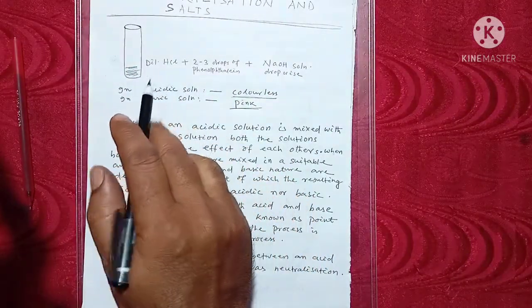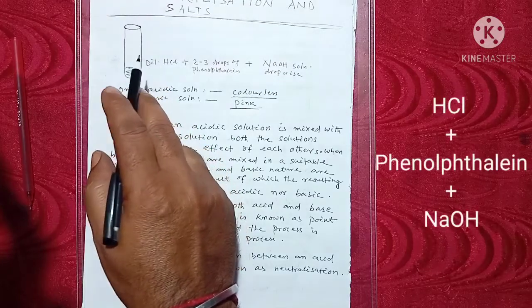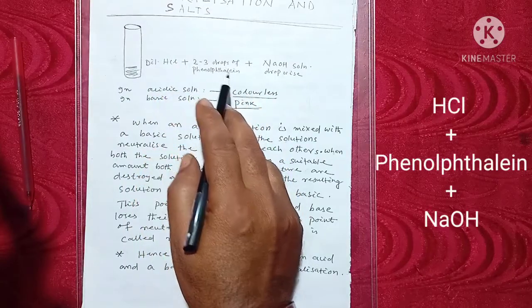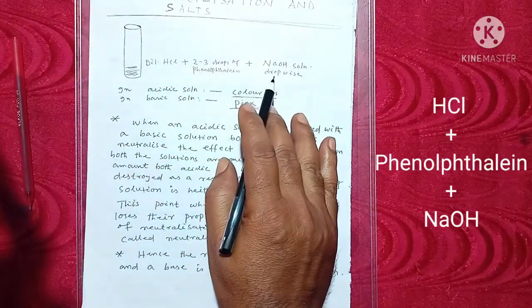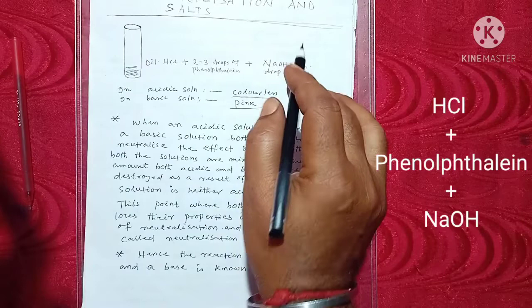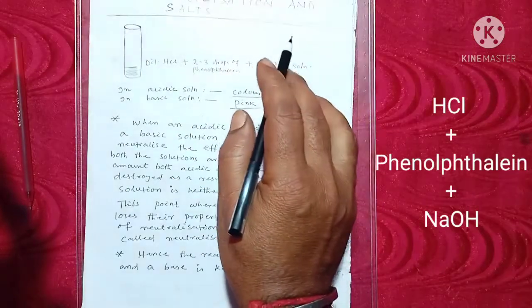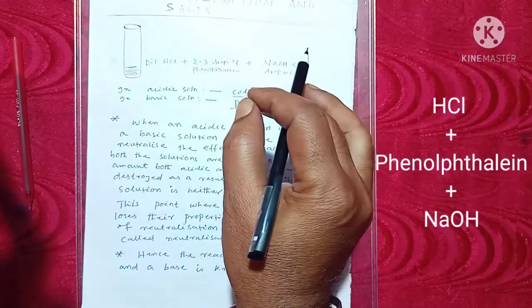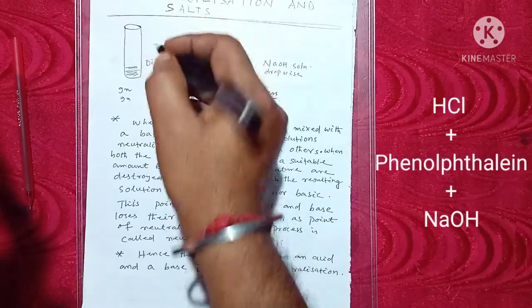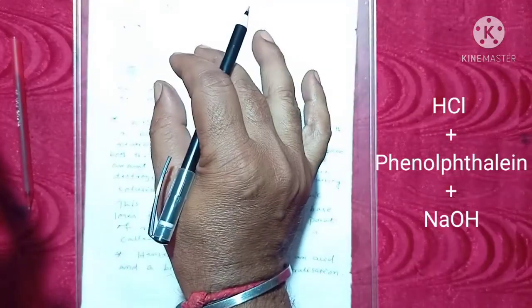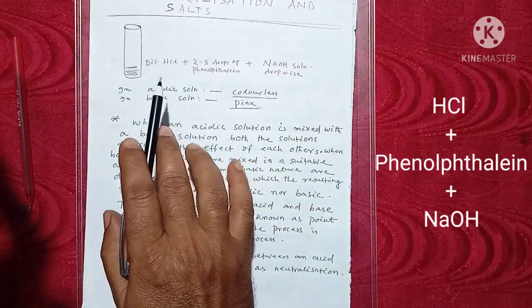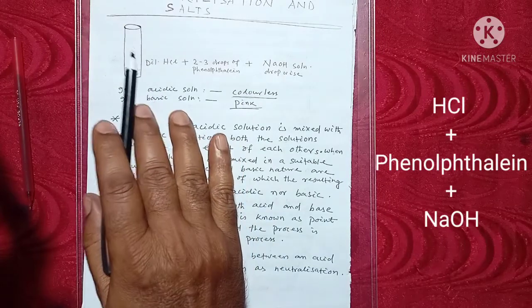Let's take 3 to 4 ml of dilute HCl in a test tube. Then add 2 to 3 drops of phenolphthalein, and then we shall add NaOH solution, sodium hydroxide solution, in a drop-wise manner with continuous stirring, and we shall see the change in color, if any, from time to time.